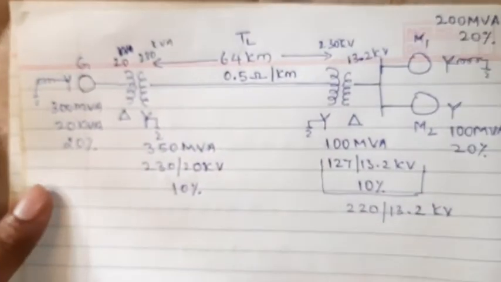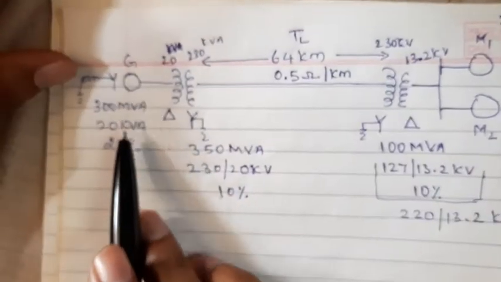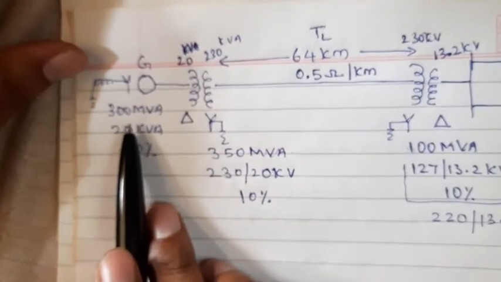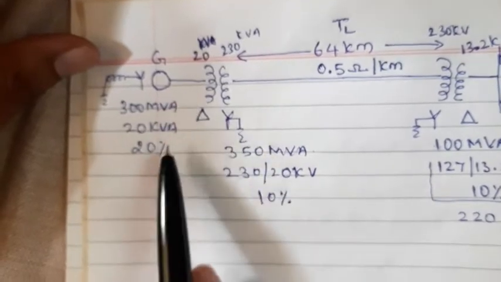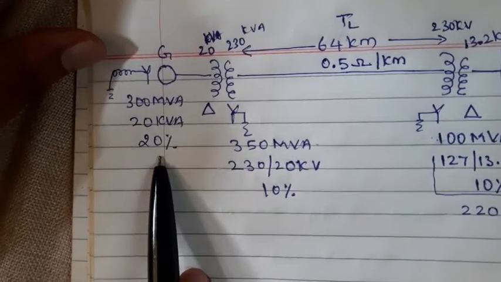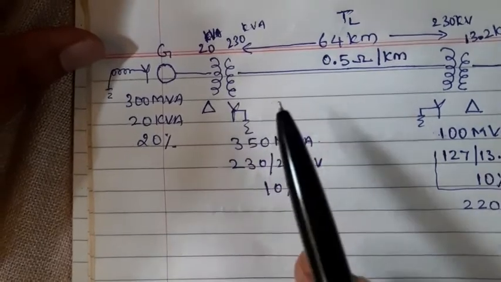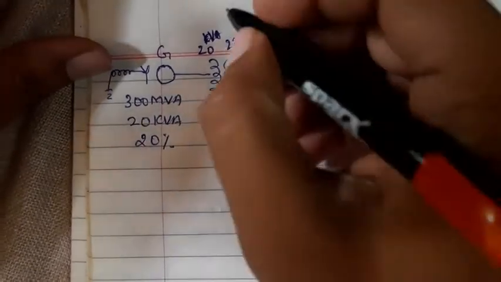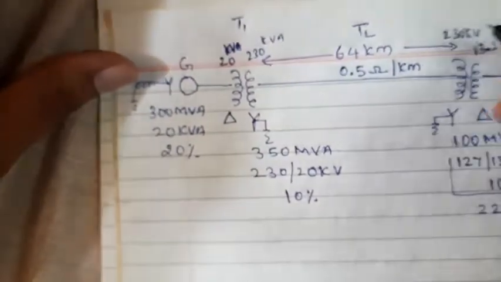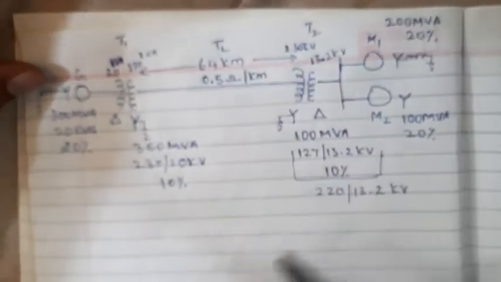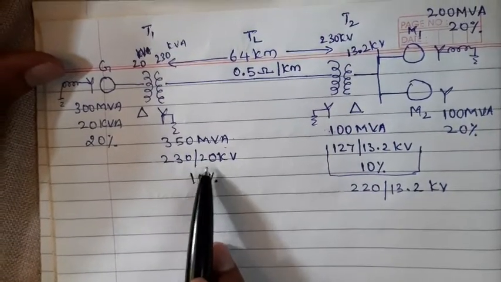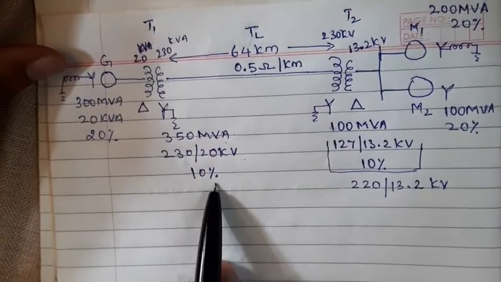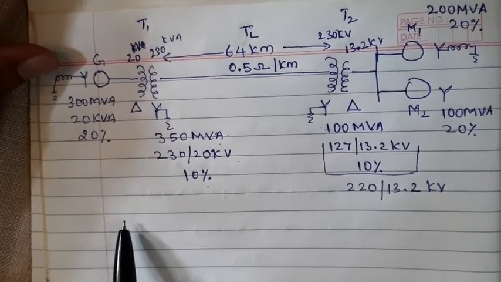In this diagram, they have given all the specifications. The generator is 300 MVA, 20 kV, and the subtransient reactance is 20%. This is transformer 1 and this is transformer 2. Transformer 1 is 350 MVA, 230/20 kV, 10% subtransient reactance.